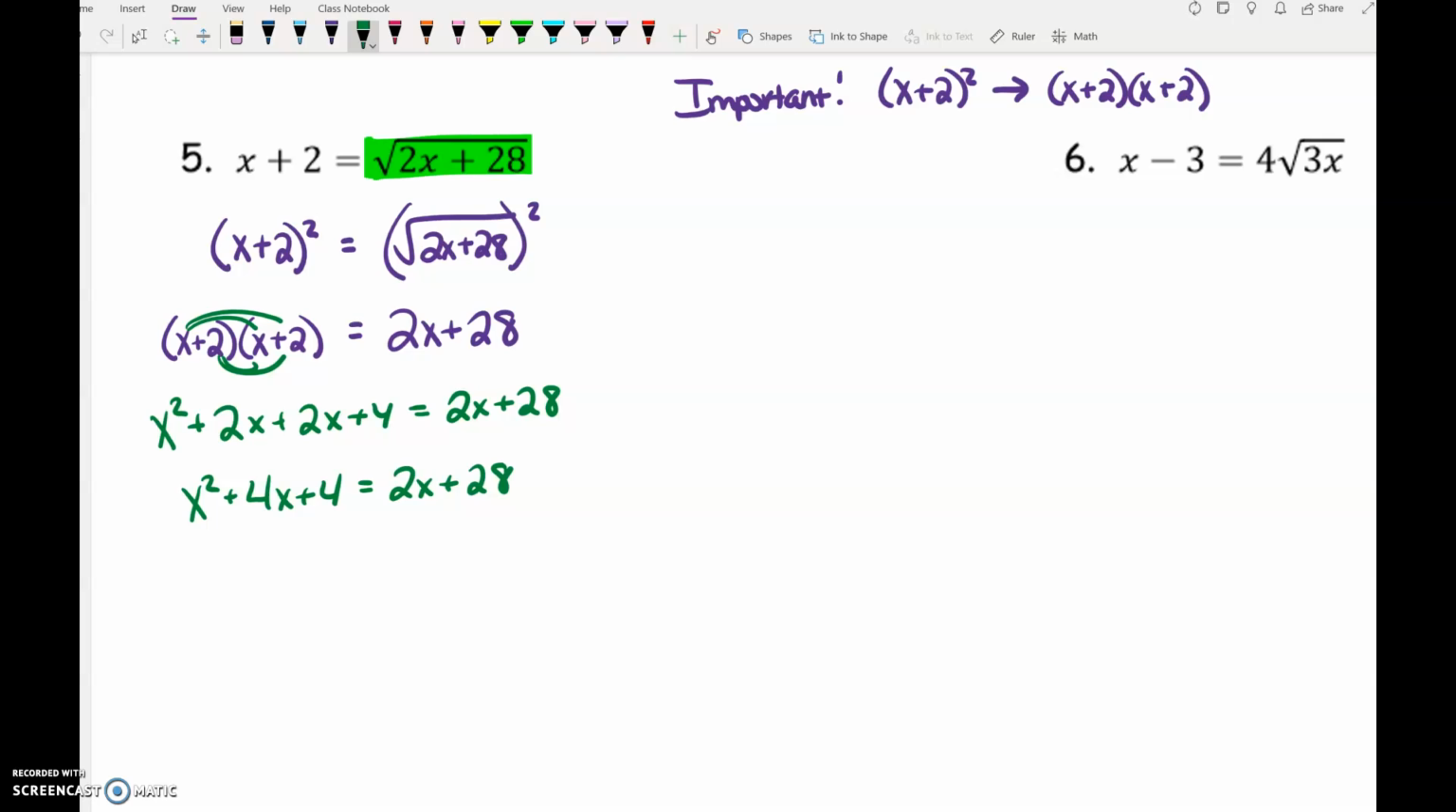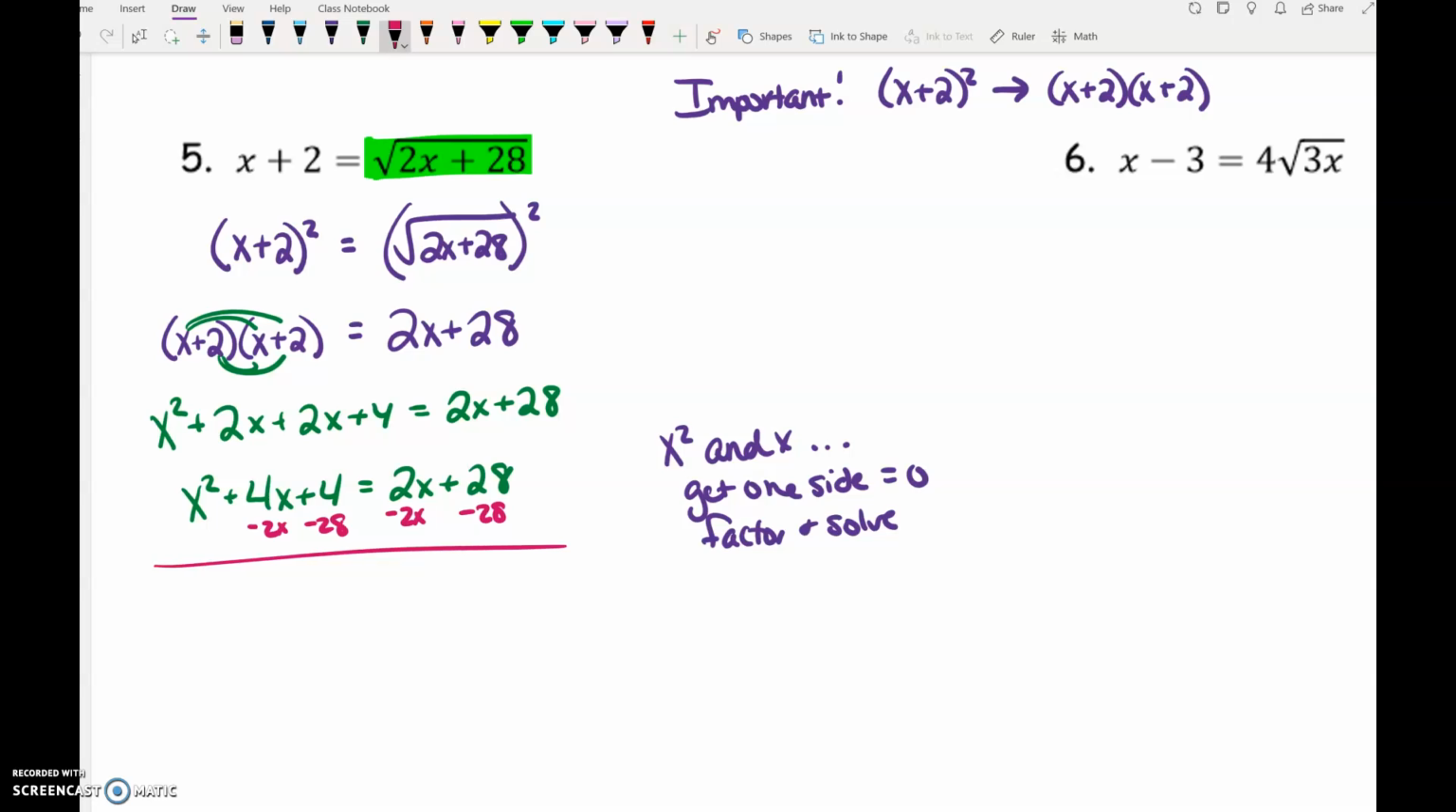Anytime that you have x squared and x in the same equation, you need to get one side equal to 0 so that you can factor and solve. So I need to subtract 2x on both sides and subtract 28 on both sides. X squared plus 2x minus 24 equals 0.